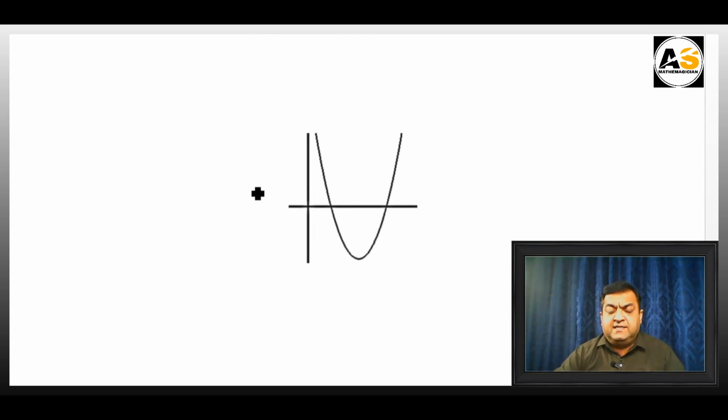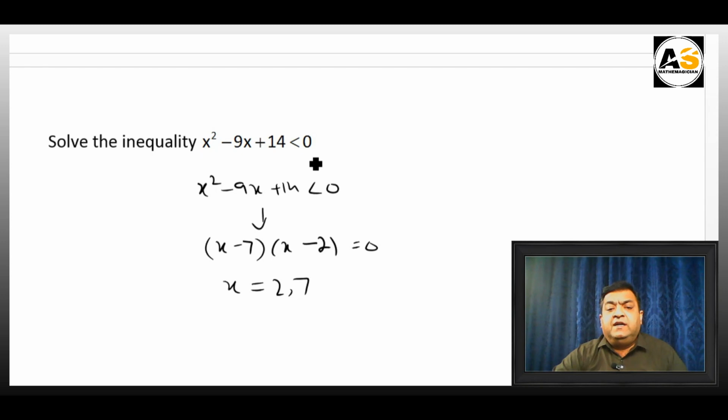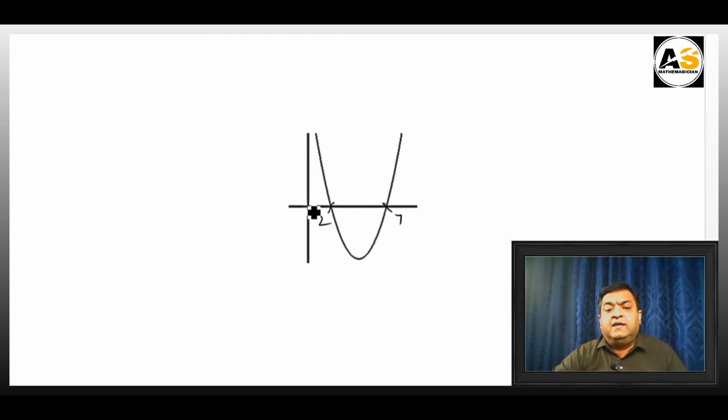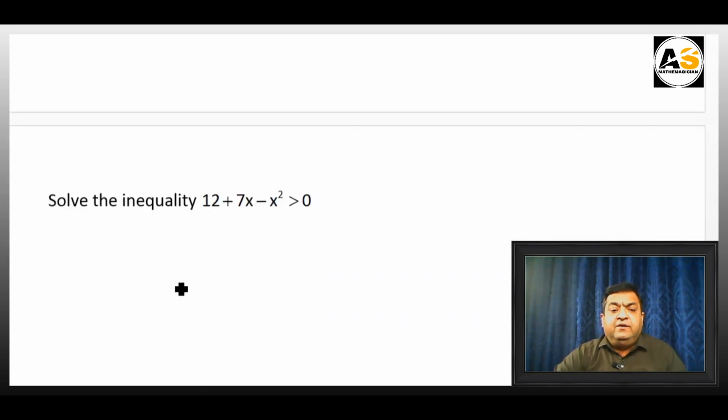This is the graph solution. The roots are 2 and 7. This is one root, 2, and this is the second root, 7. And see, the inequality was for less than 0. For that, this polynomial is less than 0 between 2 and 7. So our solution will simply be 2 is less than x is less than 7. Next inequality.